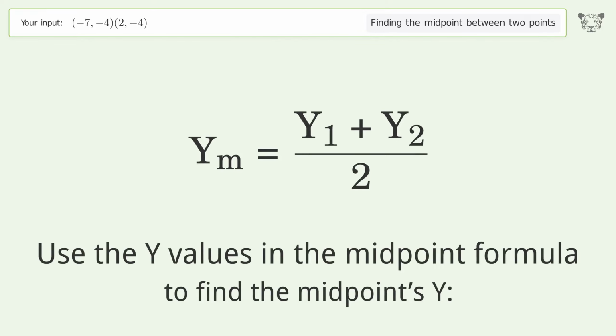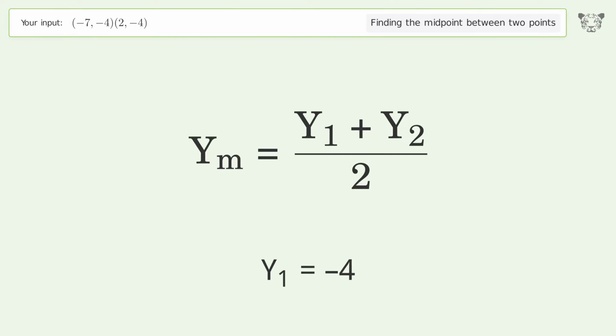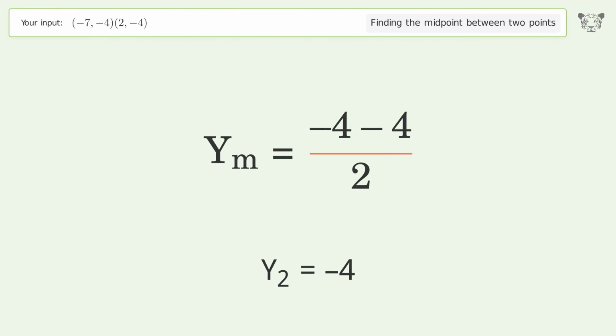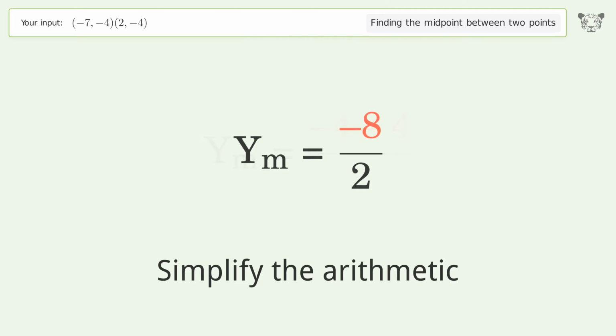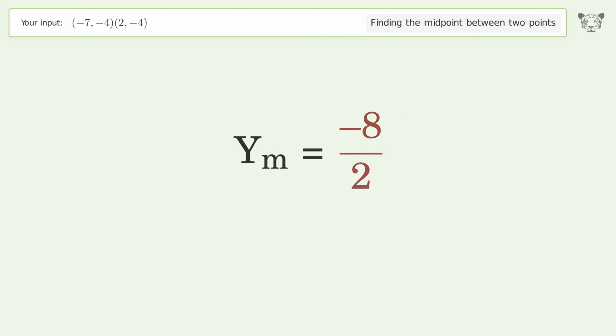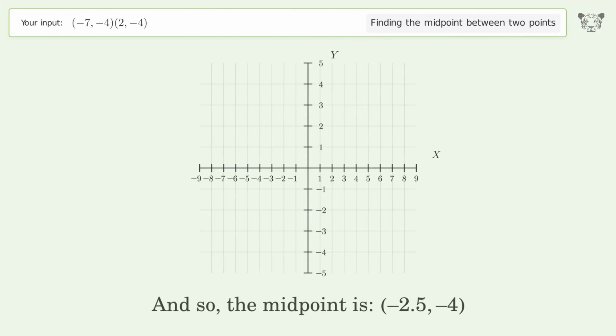Use the y values in the midpoint formula to find the midpoint's y. y1 equals -4. y2 equals -4. Simplify the arithmetic. And so, the midpoint is -2.5, -4.